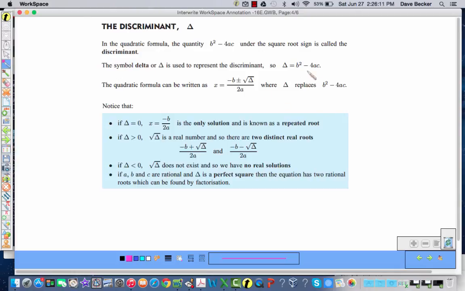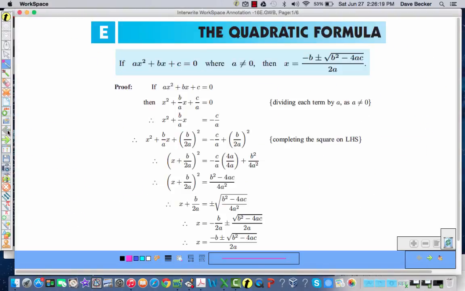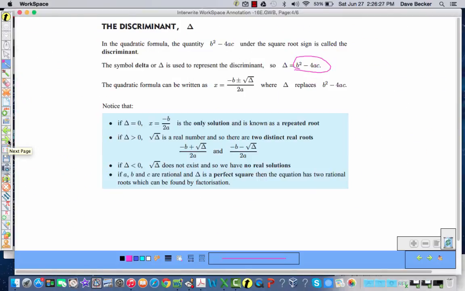And the discriminant is equal to b squared minus 4ac, because in the quadratic formula, remember, b squared minus 4ac is what determines what is housed within the square root. So we can tell a lot about the solution of an equation if we just quickly do b squared minus 4ac.